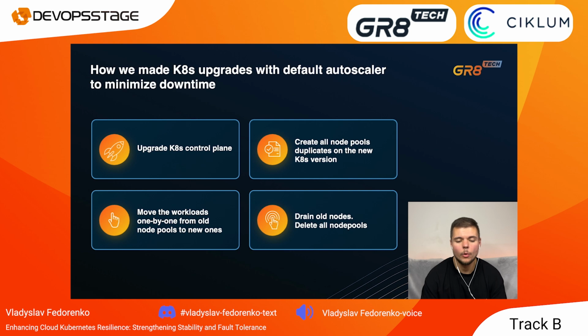So, we invented a new way to upgrade Azure Kubernetes clusters. It was like this. First, we upgraded the control plane. After that, we created all node pools identical to the old ones, with the same capacity. Then, we manually moved all the workloads to the new nodes, checking that everything was running fine. Then we drained all nodes and deleted the old node pools. This method allowed us to reduce the downtime to 1 or 2 minutes, which it takes only to start the apps on the new nodes, and it was great, it was a game changer.